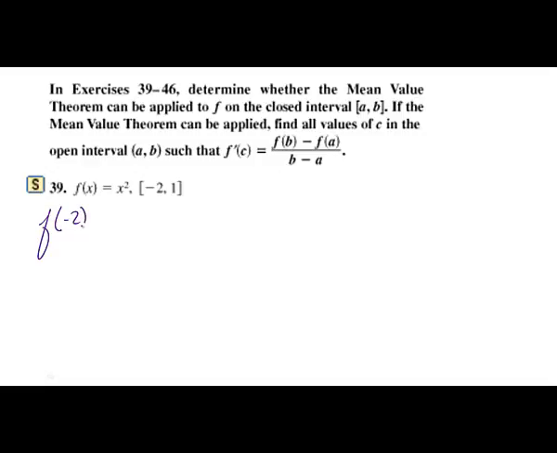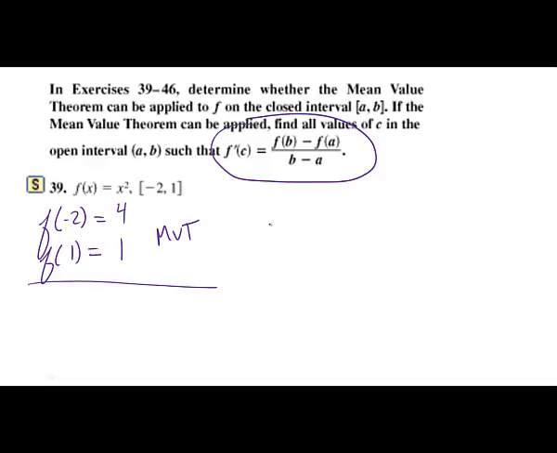So we're going to plug in f of -2. What's -2 squared? 4. And then f of 1, and 1 squared is 1. So is it mean value or Rolle's? It's mean value, and you can abbreviate MVT. So in order to do mean value theorem, and I do have the little theorem hanging up there, that's what the poster says.